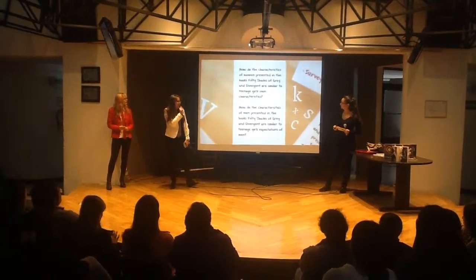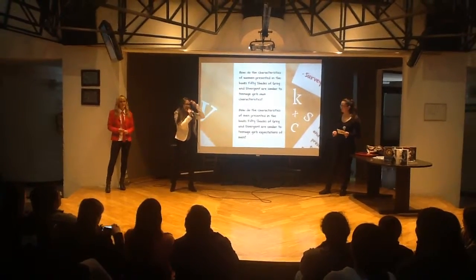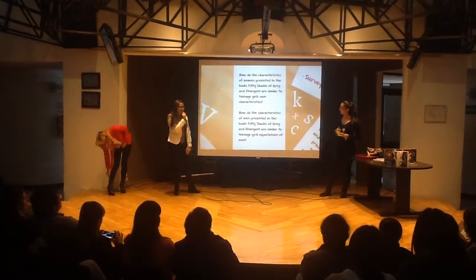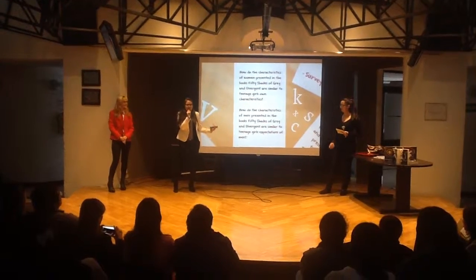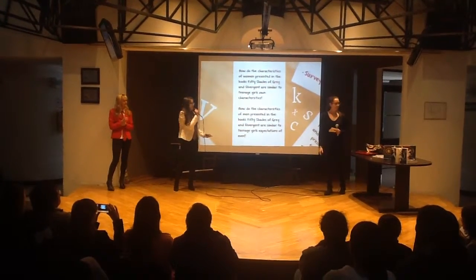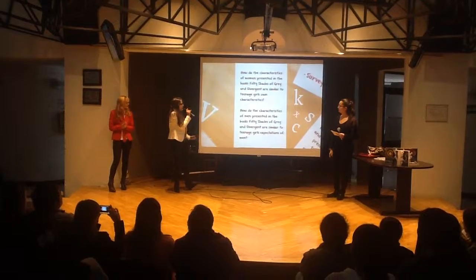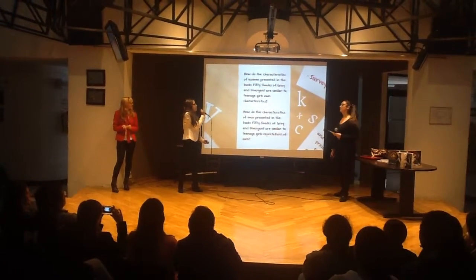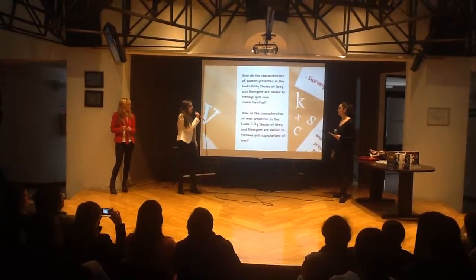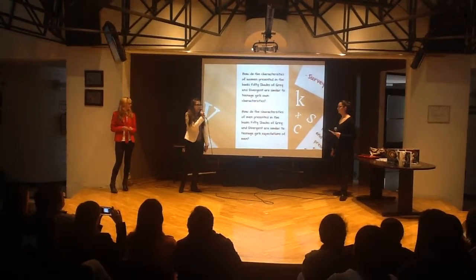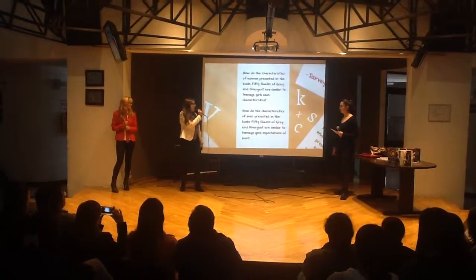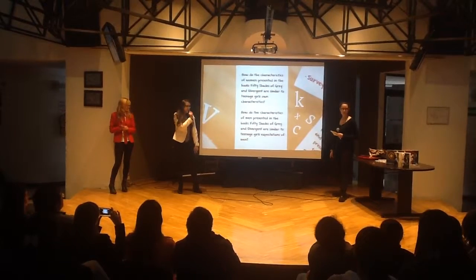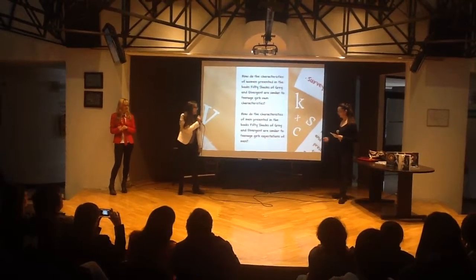We arrived at this question after tons and tons of questions and different problems we had, because we wanted a really broad topic, and we had to narrow it to this. So our specific questions, and what our document is really about, are: how do the characteristics of women presented in the books 50 Shades of Grey and Divergent compare to teenage girls' own characteristics? And how do the characteristics of men presented in the books compare to teenage girls' expectations of men?